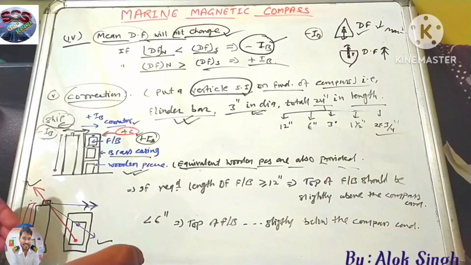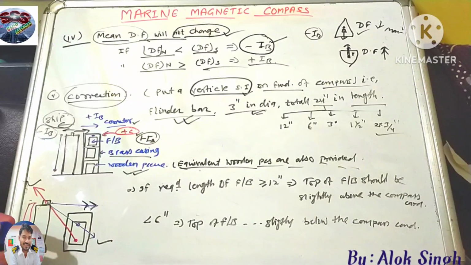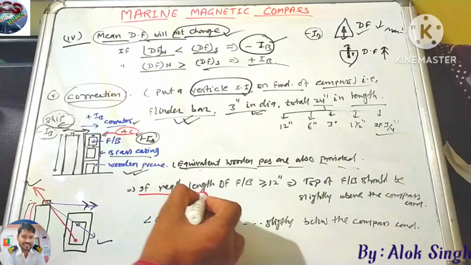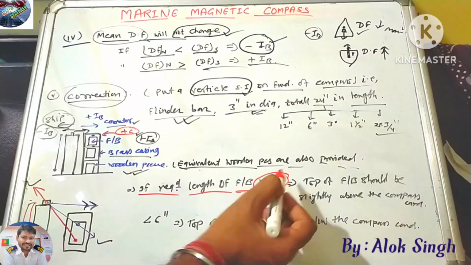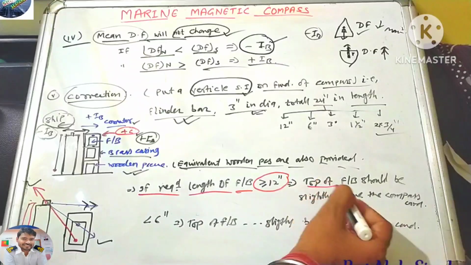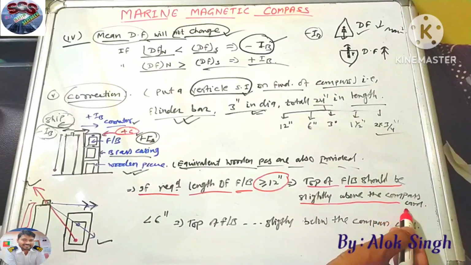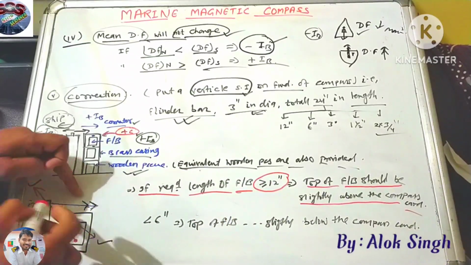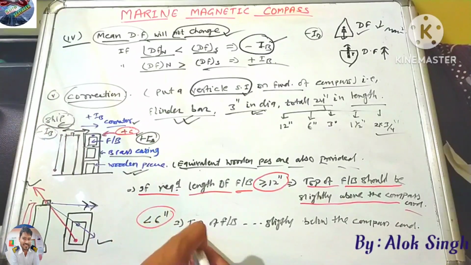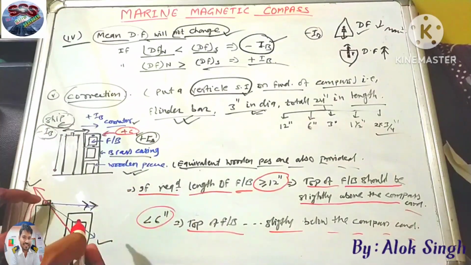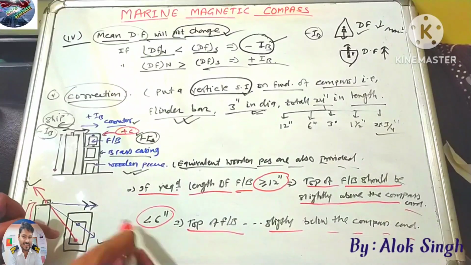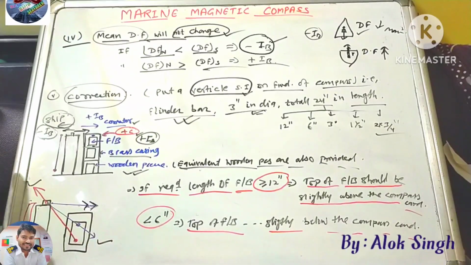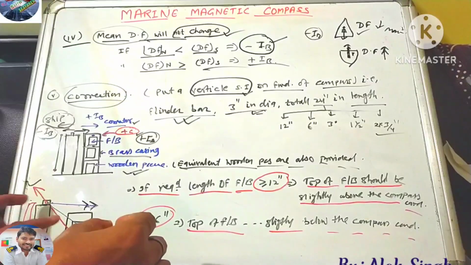So now how do we verify whether we have to put the larger one or the smaller one? For that I have a point here. If the required length of Flinders bar is more than 12 inch, the top of the Flinders bar should be slightly above the compass card. If it is required more than 12 inch, then this one should be a little bit higher than the compass, and if it is less than 6 inch, the top of the Flinders bar should be slightly below the compass card. So in this case, because it is less than 6 inch, this is just a point which you remember. It is not that important, but okay, you should know this. And why is it so?